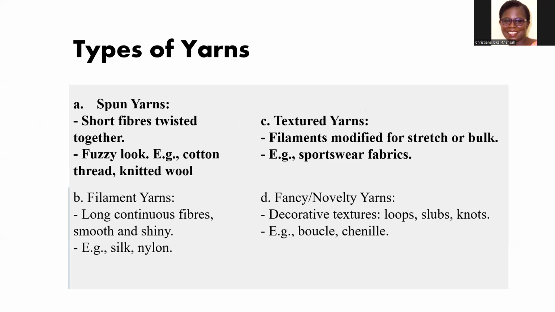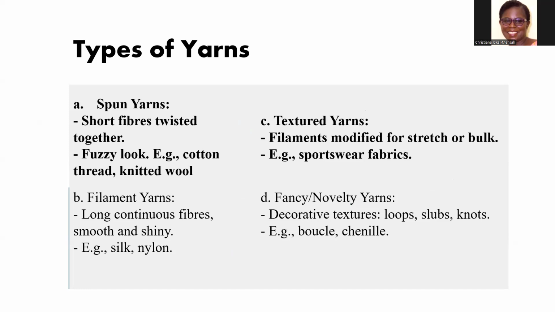So let's look at the types of yarns that we have. We have the spun yarns, we have filament yarns, we have textured yarns, we have novelty yarns or the fancy yarns. So the spun yarns are those we process, like cotton, flax, go through a whole lot of processes. Then we spin them to get the yarn to produce our woven fabrics.